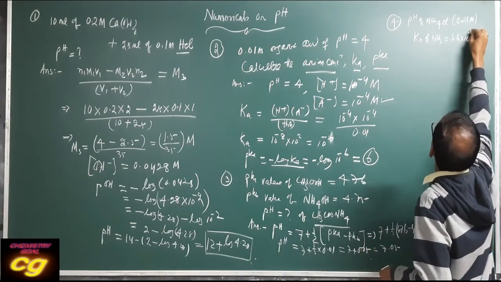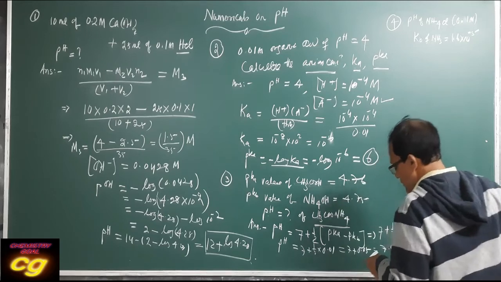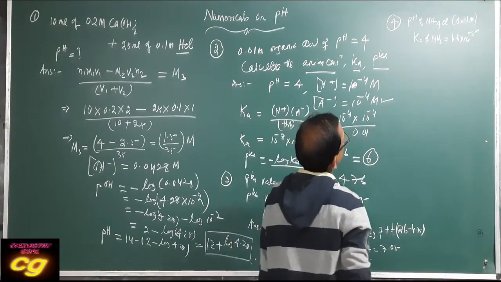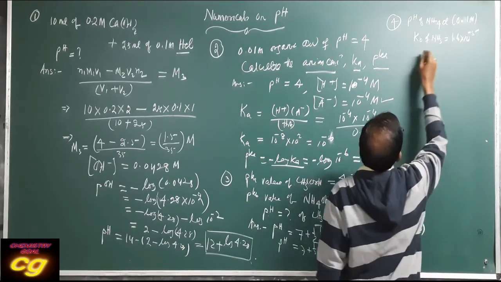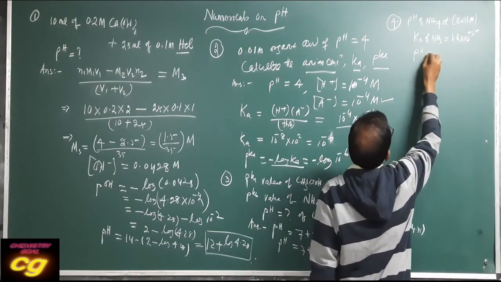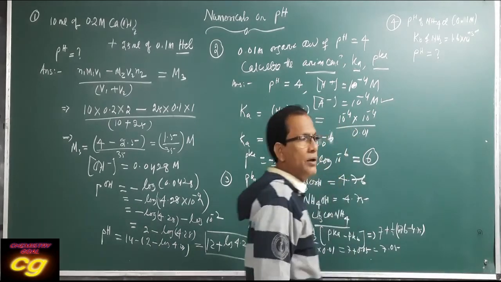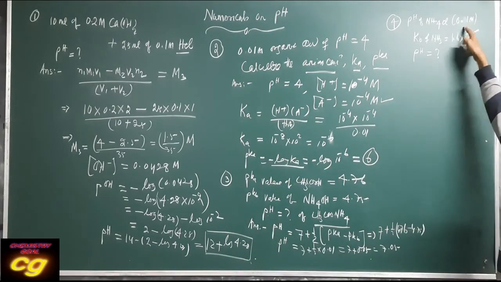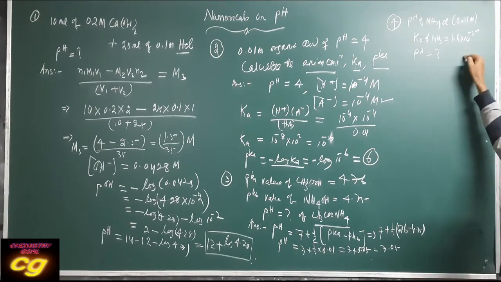1.6 into 10 to the power minus 5. This must be given. Then the question is: calculate the pH of ammonium chloride of this concentration. And the answer is the pH we will calculate. Here the data given is the ammonium chloride concentration, and the Kb value of ammonia is given.